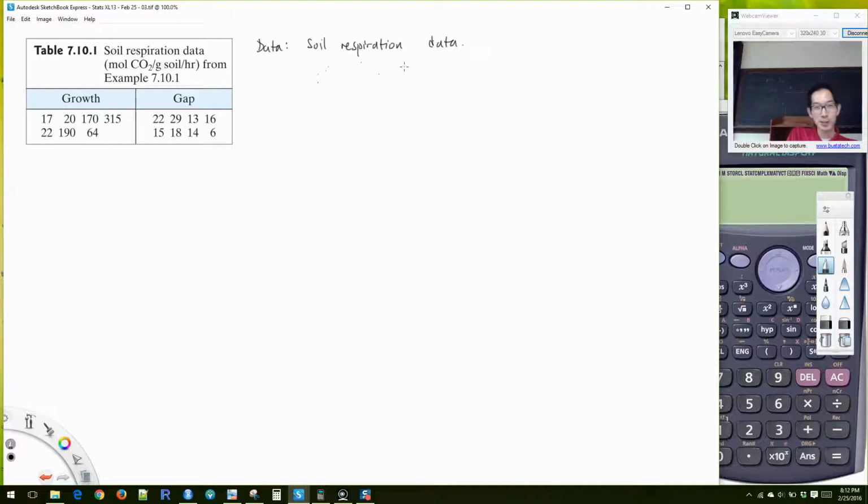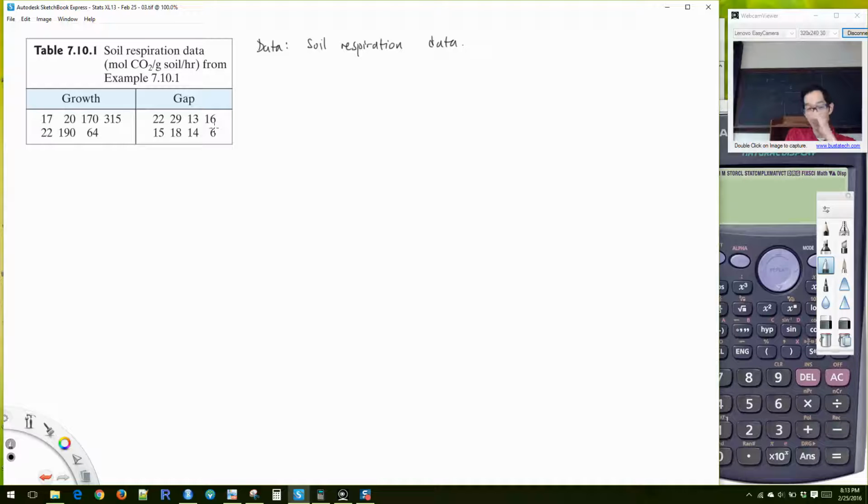Okay, soil respiration data. So this is what we've done. We've gone to two parts of the forest. There's an area where there was a gap in the growth, and we measured the carbon dioxide respiration. Then we went to an area where there was growth in the forest, and we measured the respiration data. In the growth data, we have big numbers like 315, 190, 170. It's even hard to tell what's an outlier, because some of these are really huge. But the gap data are very well behaved, in a much smaller range.